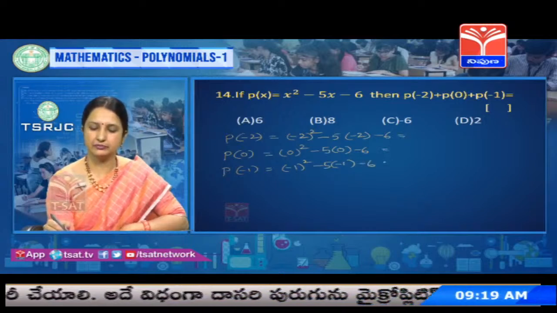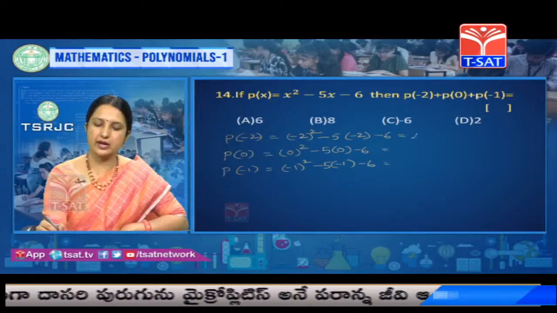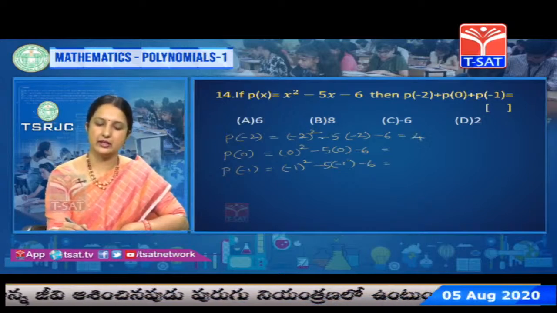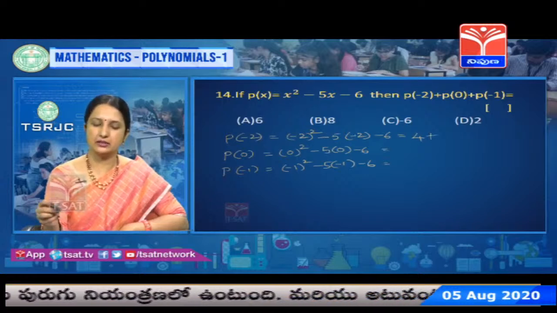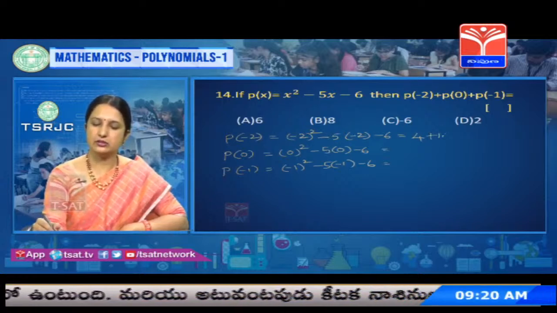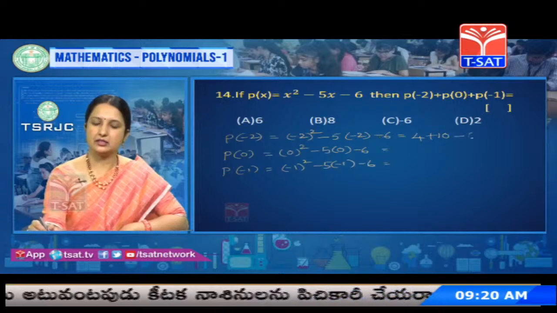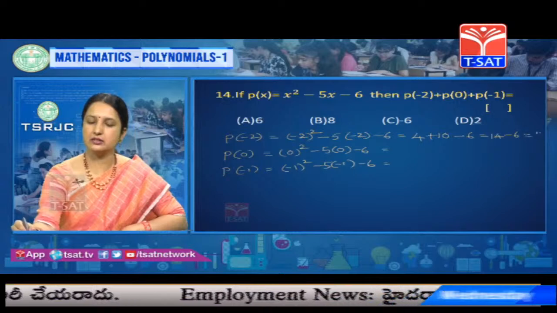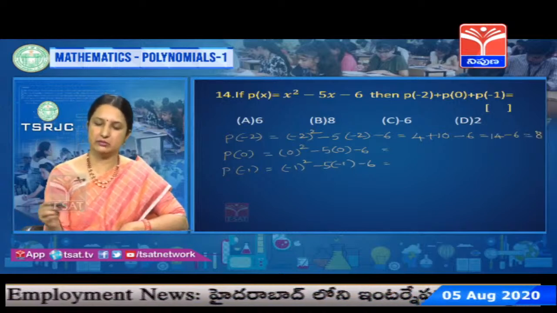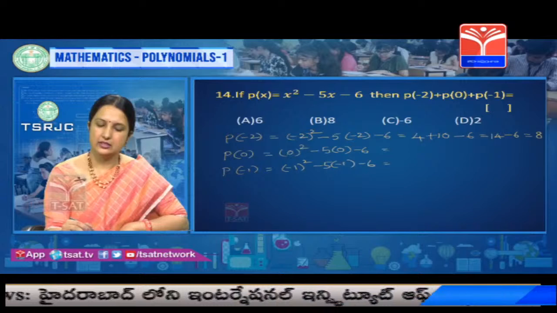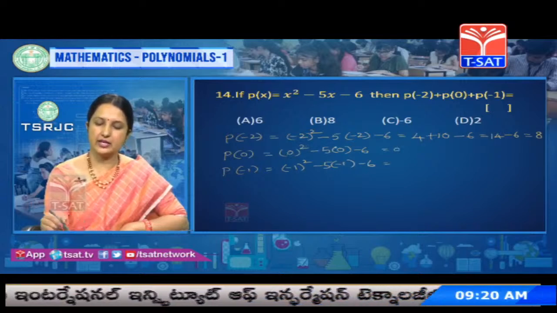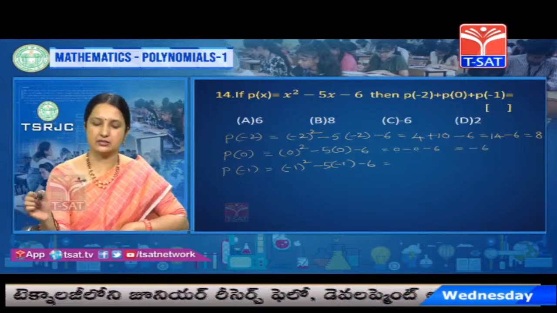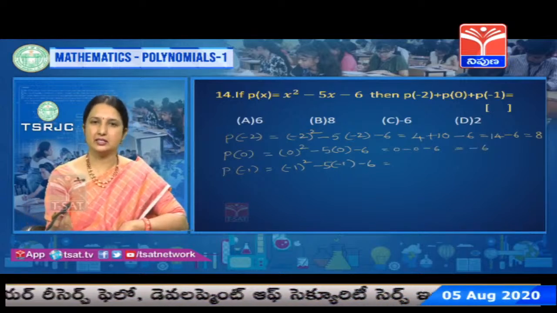What will we get here? Minus 2 whole square is an even power, so you will get a positive value only. Minus into minus plus, 5 2's are 10, 10 plus 4 is 14, minus 6, that equals how much? 8. 14 minus 6 is 8. Here 0 square is 0 only. 5 into 0 is 0 only, and minus 6. You will get minus 6 only. 0 minus 6 is minus 6.